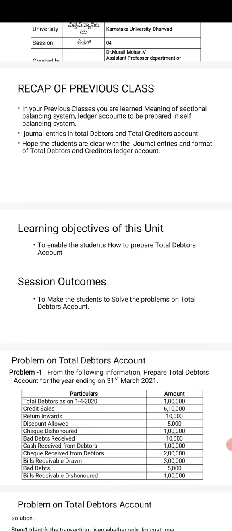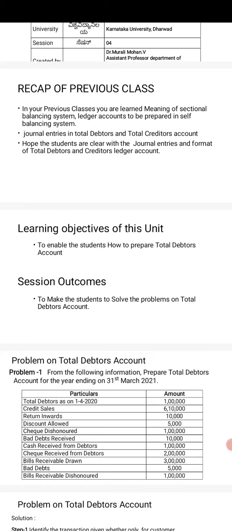Bills receivable drawn. Again, used in the form of bills receivable. Again, it is the debtors account credit side. So bad debts. Again, it is the credit side of the debtors account.